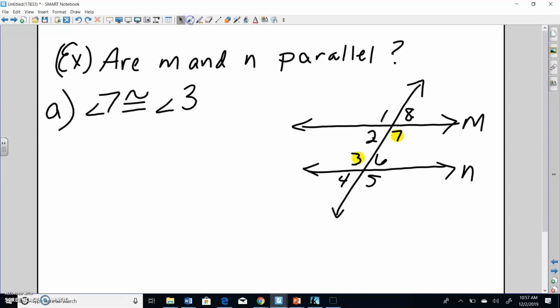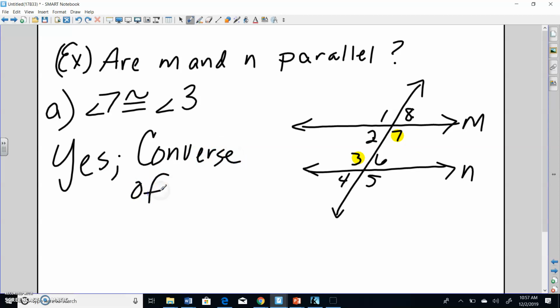So we're going to answer yes to this, but then we're going to justify the yes. And so we have a theorem. Is it a theorem or postulate? It's a theorem. So, alternate interior angles theorem, the converse. We're going to say the converse of the alternate interior, and we can abbreviate the theorem as long as I can read and determine what it is that you're saying. Okay?